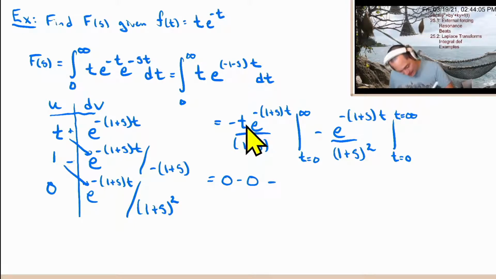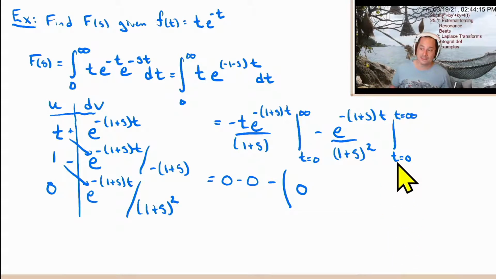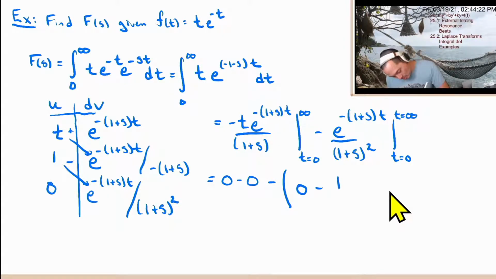And then here I get negative times, at the upper bound, when t jets off to infinity, I need this to be a decaying exponential, so it decays away to 0. And then when t is equal to 0, I get e to the 0, which is 1. So I get minus 1 over 1 plus s quantity squared. Then negating all my terms, in disguise, this function looks like 1 over s plus 1 quantity squared.